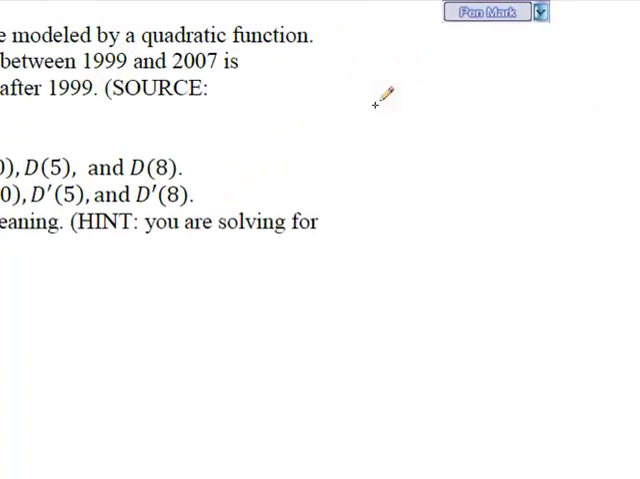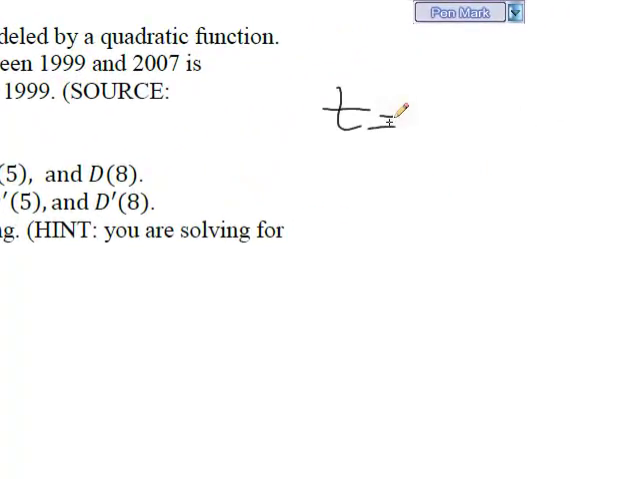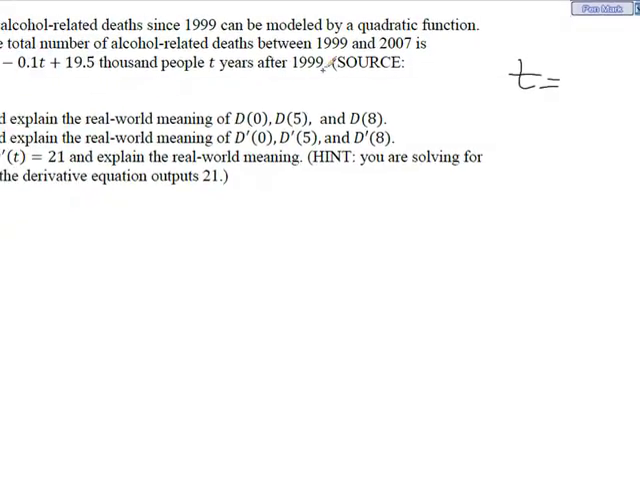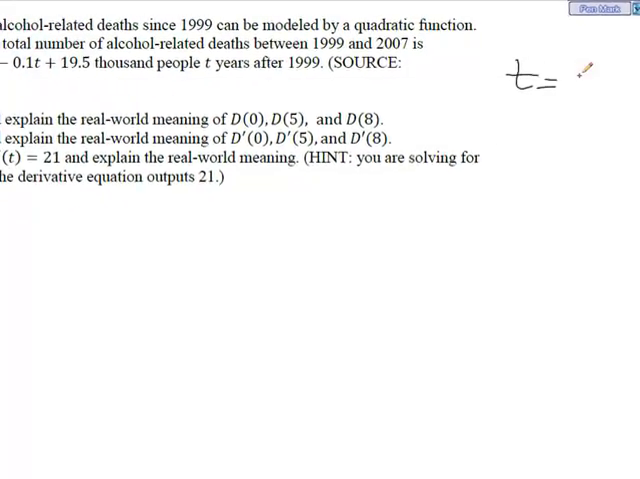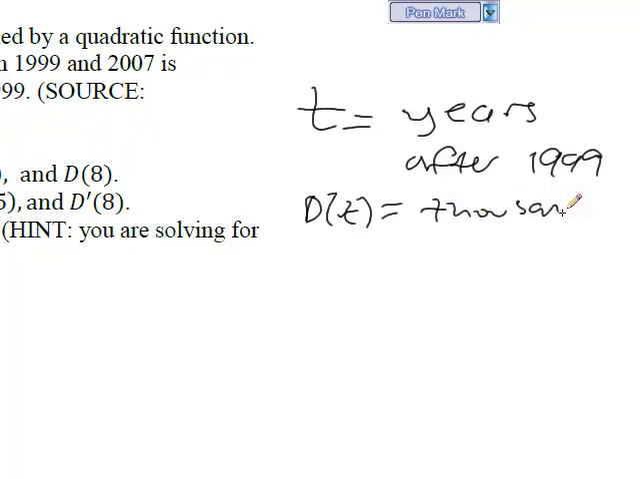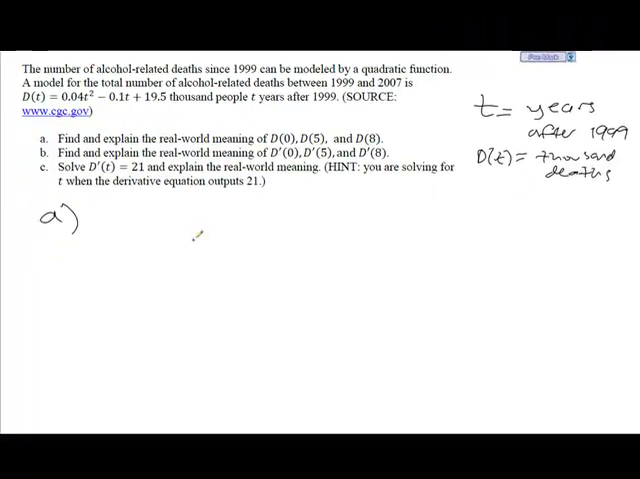But let's first identify what our variables represent so we know what we're plugging in and what we're getting. So the input, T, is the years since 1999, or years after 1999. The D of T, once I plug in a year, is the number of people who have died in thousands. So I'll just write 1,000 deaths.